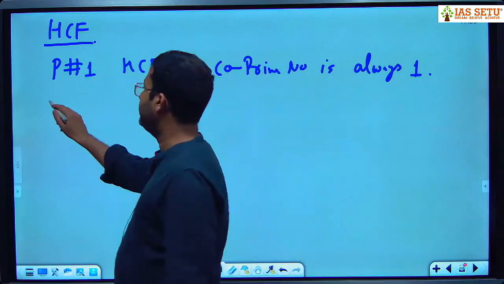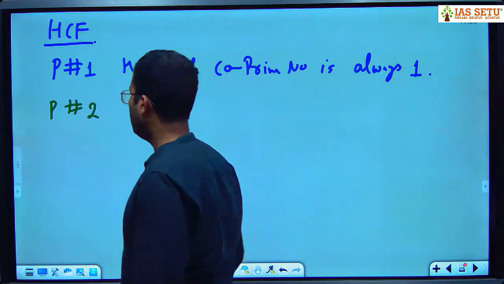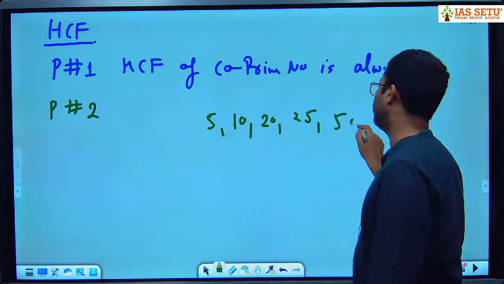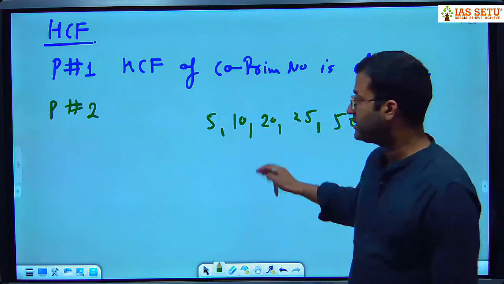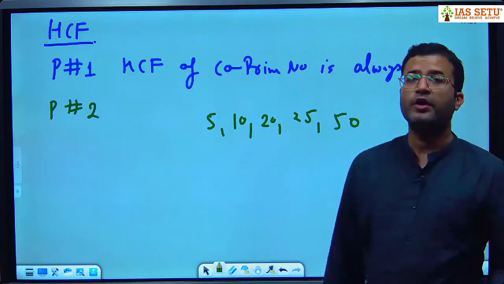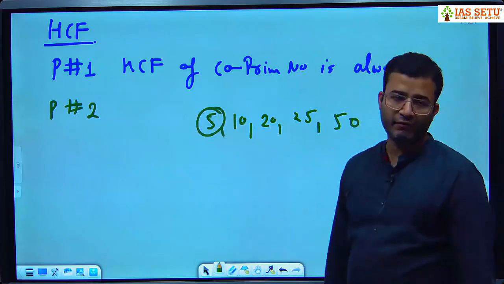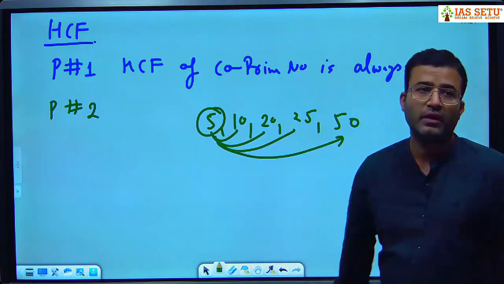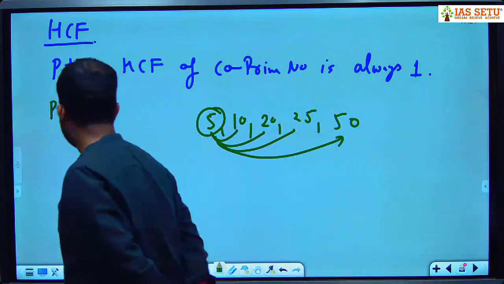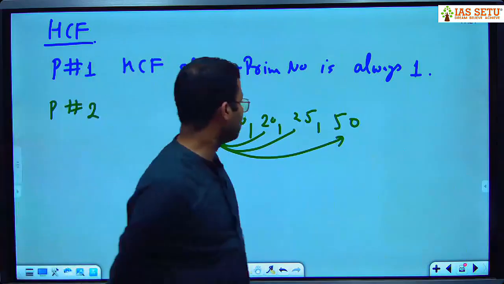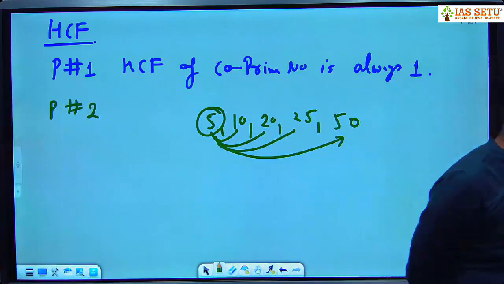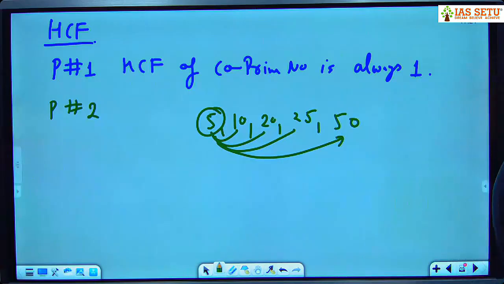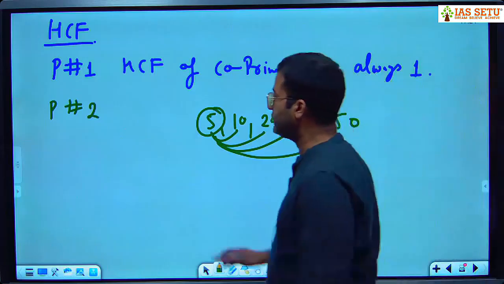Next is the second property. Like if I give numbers like 5, 10, 20, 25, 50, and it is asked what is the HCF of these given numbers. Now if the smallest number, here 5, is the divisor of all the remaining numbers: 5 is a divisor of 10, of 20, of 25, of 50. So 5 itself is the HCF. So I dictate what is property number 2 for HCF.